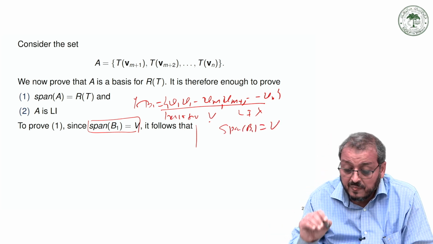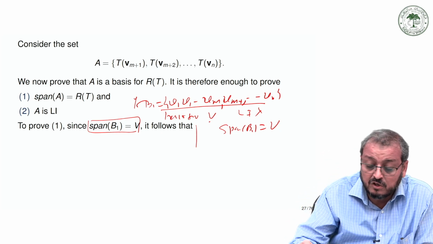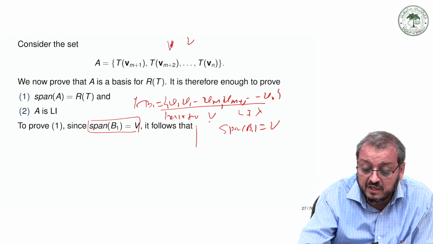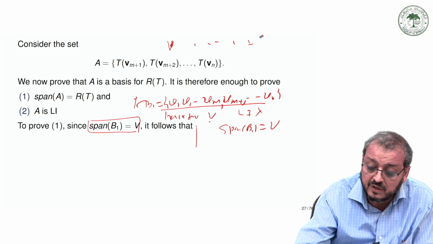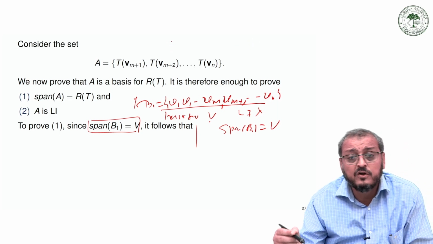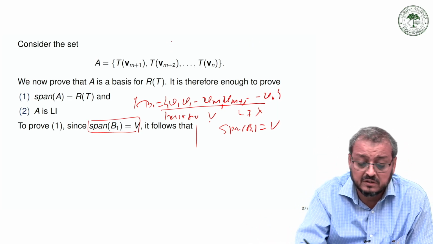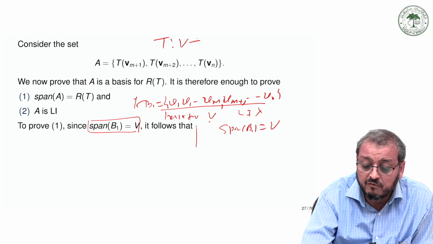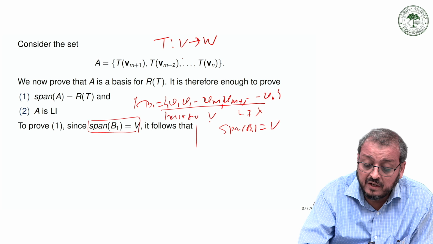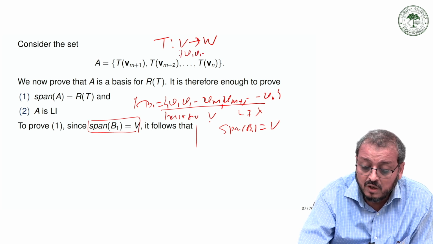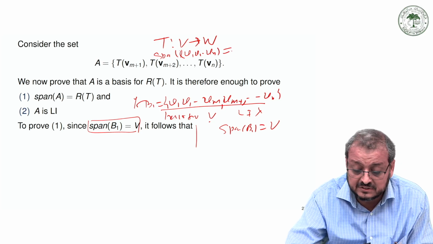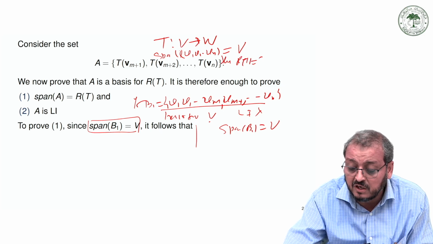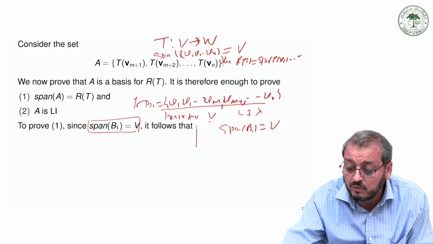Also, there is one result, if you remember. Suppose T from V to W is a linear transformation, and the span of V1, V2 up to Vn is equal to V. Then we have the result that the range of T is nothing but the span of T of V1 up to T of Vn.